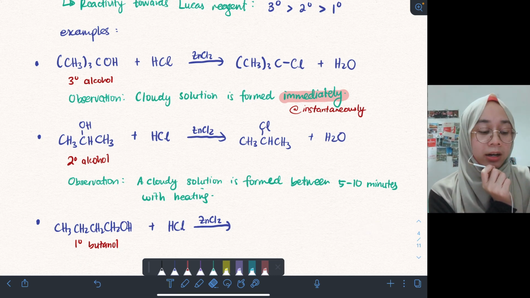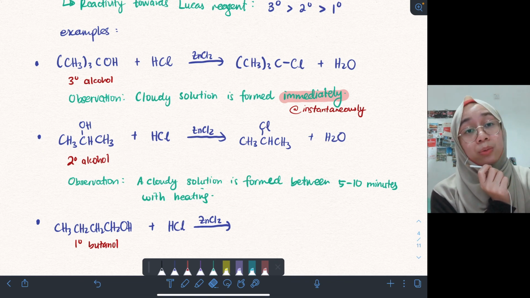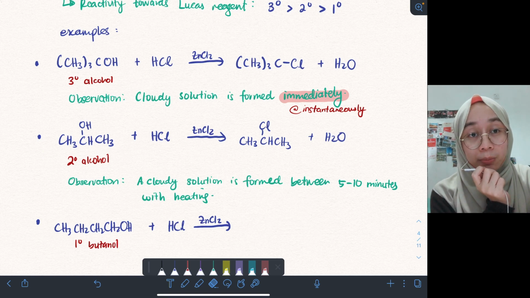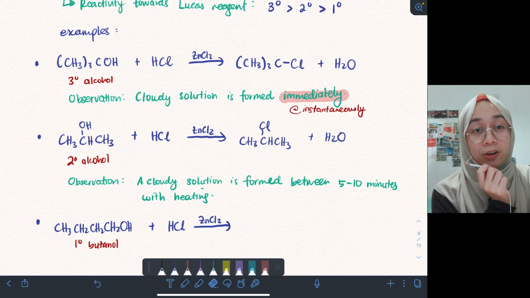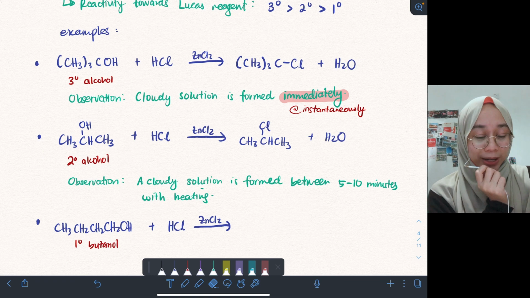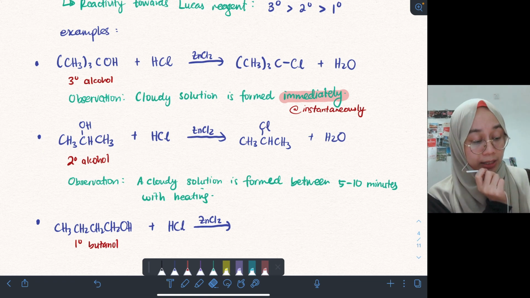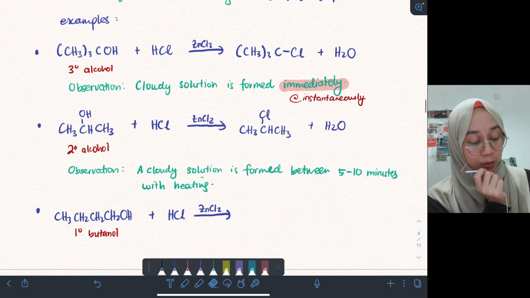So sebenarnya primary alcohol ni dia akan react dengan Lucas reagent, tapi dia react sangat slow. So bila sangat slow, takkanlah kamu nak tunggu sampai setengah jam whatsoever, sampai 20 minit baru kamu nak cakap okay, cloudy solution is formed. No, we don't really have the time untuk tunggu benda tu. Paling-paling pun kamu akan tunggu 10 minit. So somehow untuk yang ni kelas, kita terus pergi kepada observation dululah.